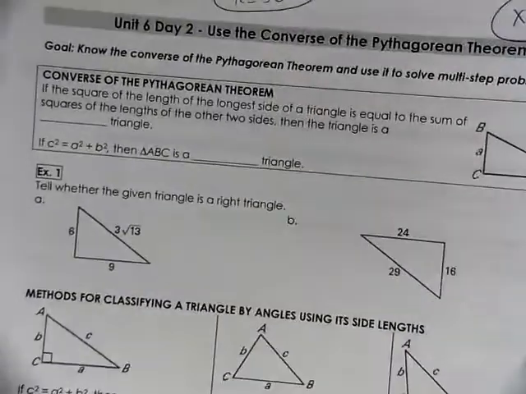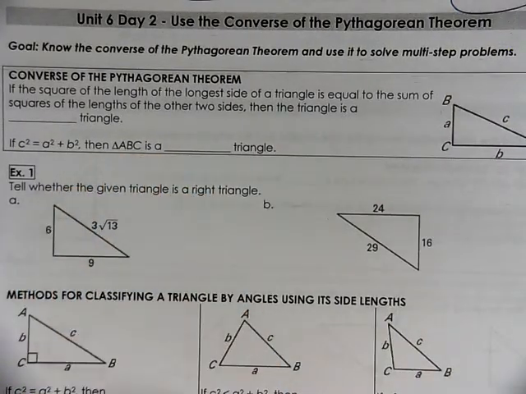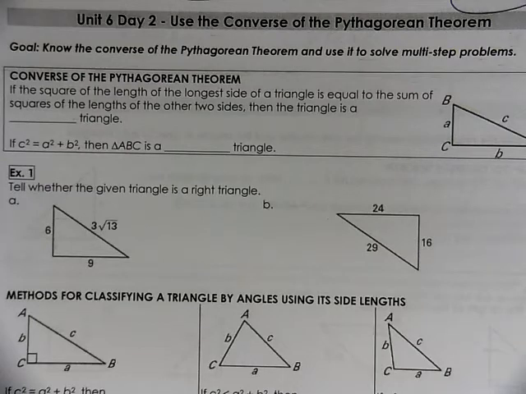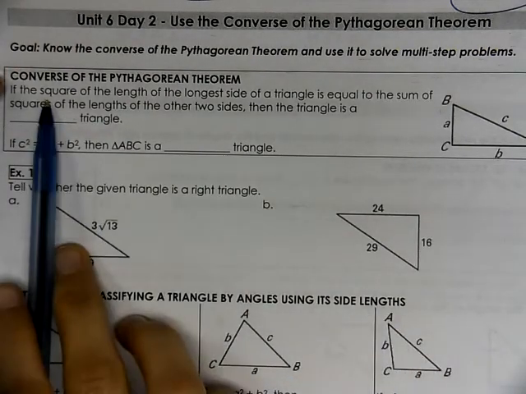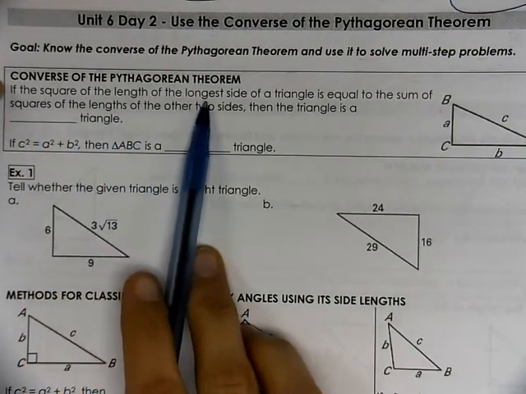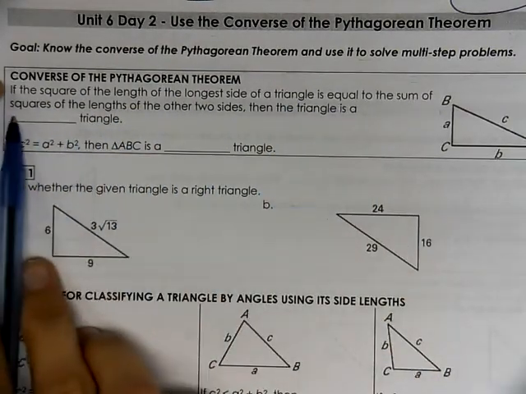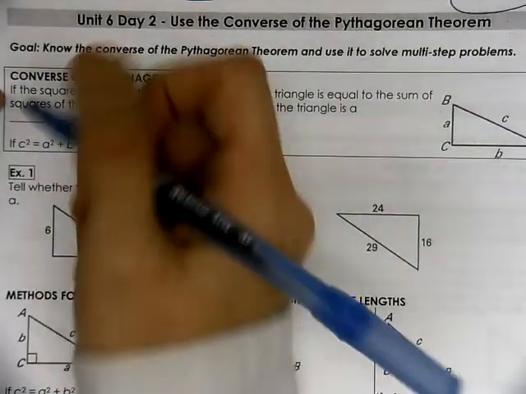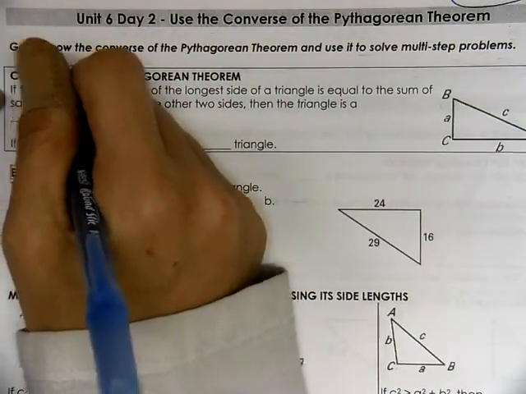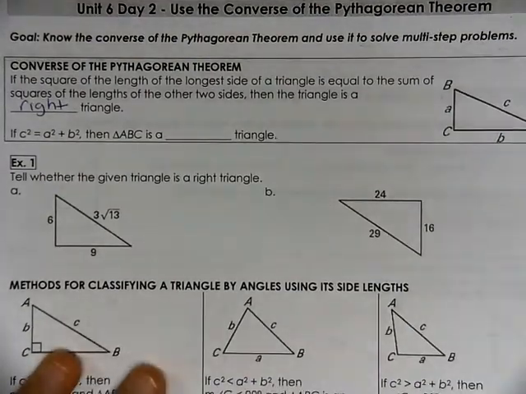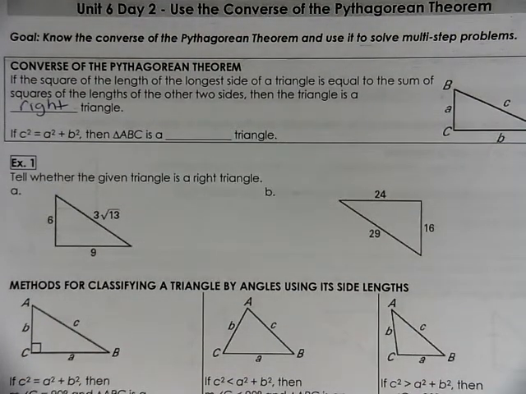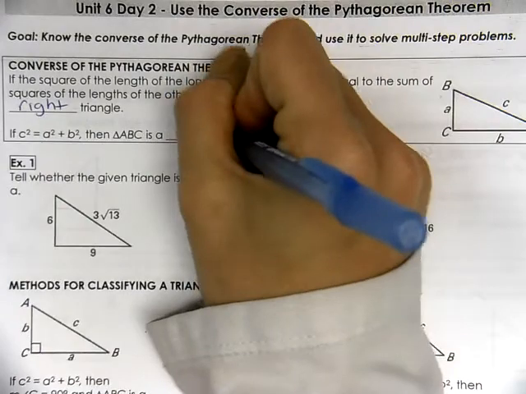Today we're going to look at how I can tell if it's a right triangle if I'm given the side lengths. So that's called the converse of the Pythagorean theorem. Remember, converse is when we switch the hypothesis and the conclusion. So the converse says, if the square of the length of the longest side of a triangle is equal to the sum of the squares of the lengths of the other two sides, then the triangle is a right triangle. So if c squared equals a squared plus b squared, you have a right triangle.